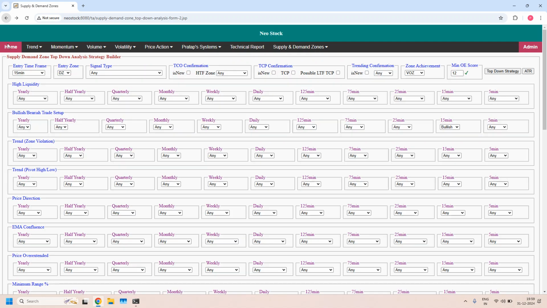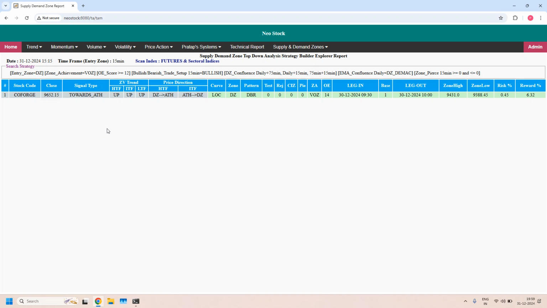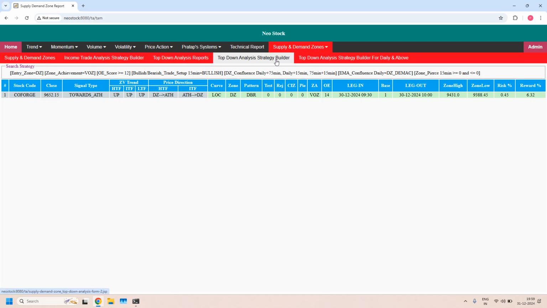Let us verify. In the EMA confluence at daily time frame, daily demand zone having daily EMA confluence. Sideways daily trend, you can ignore them. Oh, only one stock is filtered, that is exactly Coforge having uptrend, daily trend. So it is an even more high probability trade setup supported stock. Okay, this is about a bullish trade setup for daily income trade. Next, bearish trade setup for daily income trade.